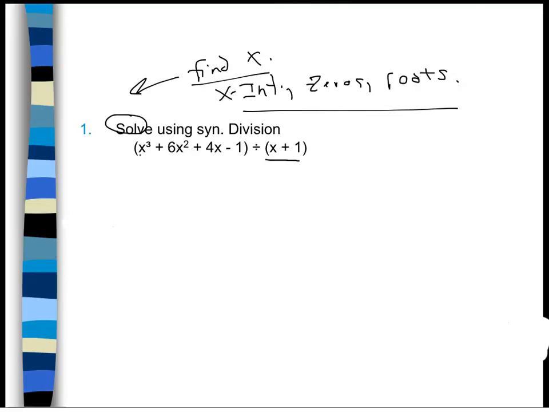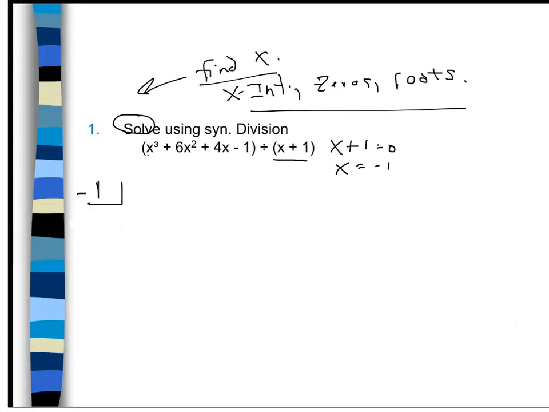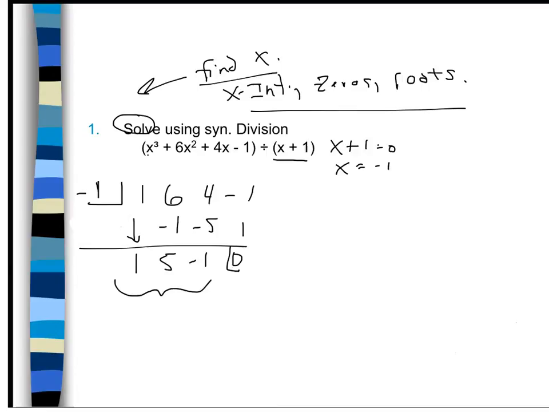So the first thing that we do is we take this guy, x plus 1, we set it equal to 0, and we solve. So we know one of the zeros is negative 1. So we're going to go ahead and list all our coefficients, 1, 6, 4, negative 1. Drop the 1. 1 times negative 1 is negative 1. Gives me a 5. Negative 1 times negative 5 is negative 5. Add these guys, we get negative 1. And gives me a positive 1. So this guy, what's left over, is x squared plus 5x minus 1.